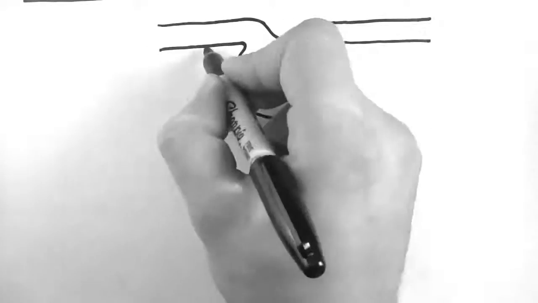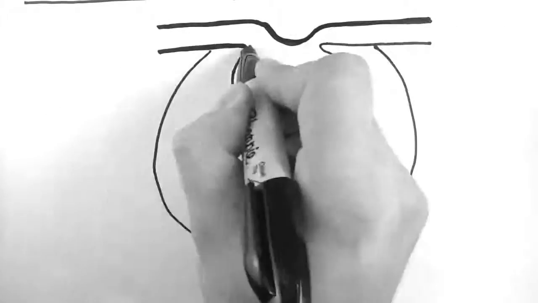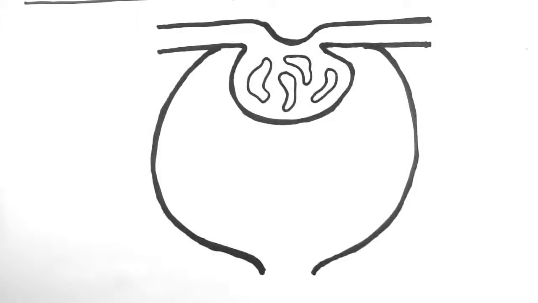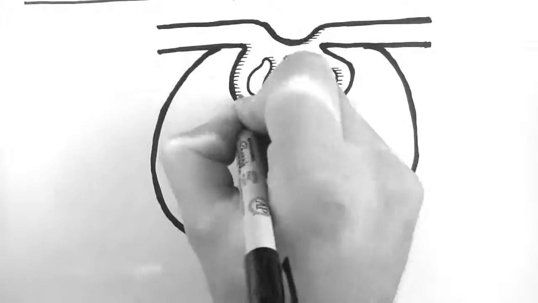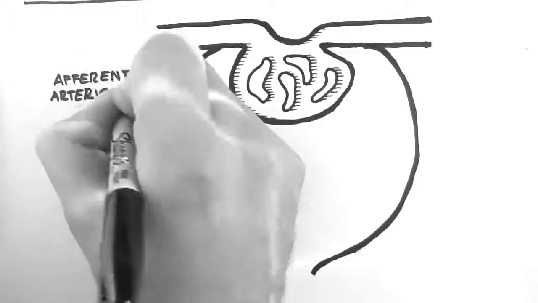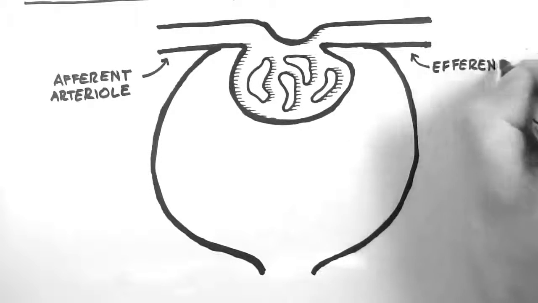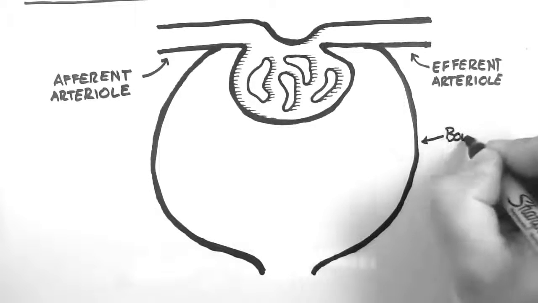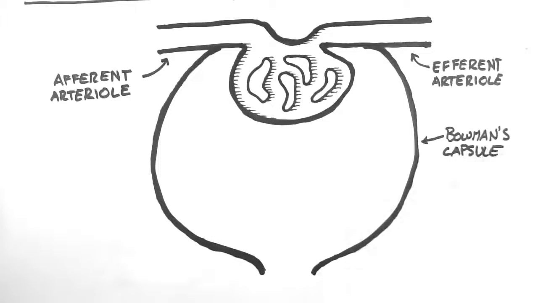Now, in order to illustrate these, I'll begin by drawing a glomerulus. You can see the afferent arteriole here and the efferent arteriole here. And of course in between them is the glomerular capillaries. And out here we have Bowman's capsule.